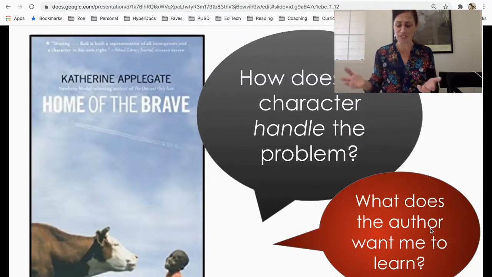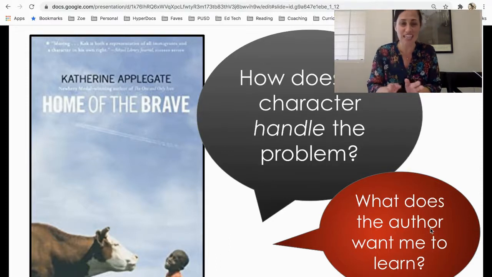Remember that as you go off to do that, in any text that you read, you want to be asking yourself, how does the character handle the problem? And what does the author want me to learn? How does the character handle the problem? And what does the author want me to learn with any text that you're reading? Okay, we feel that answering those 2 questions will help you come up with a list of possible themes.